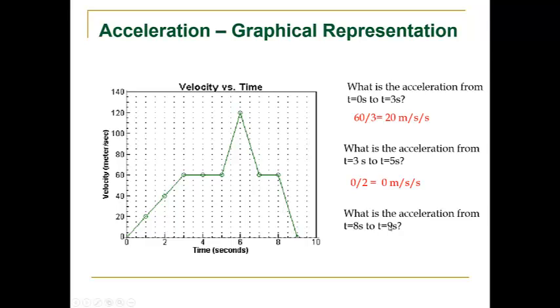we can find our acceleration. Again, looking at your slope. If you look at your slope now, it's going to be negative. So my initial velocity would be 60. My final velocity would be 0. 0 minus 60 over that 8 to 9 seconds would give me negative 60. So it's negative 60 meters per second squared. Okay, so that's what you need to look at when you're going through these graphs.